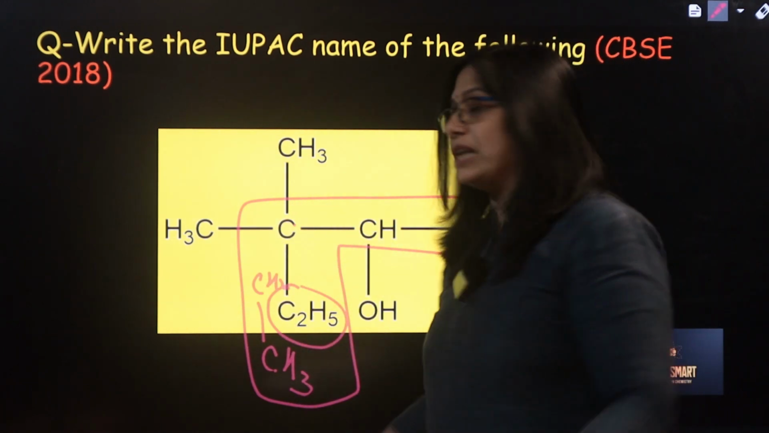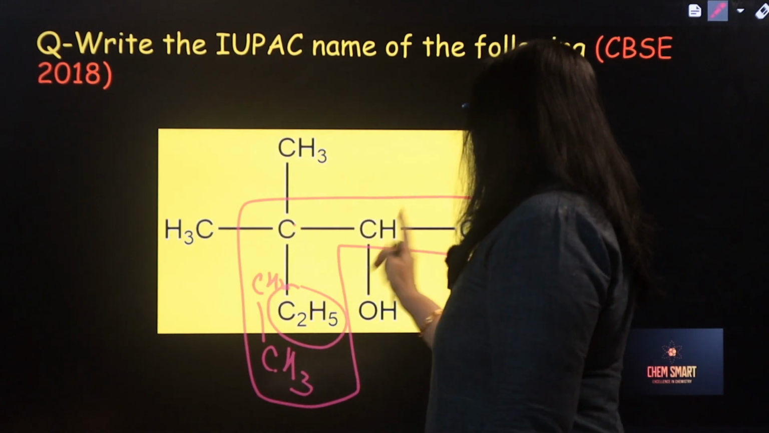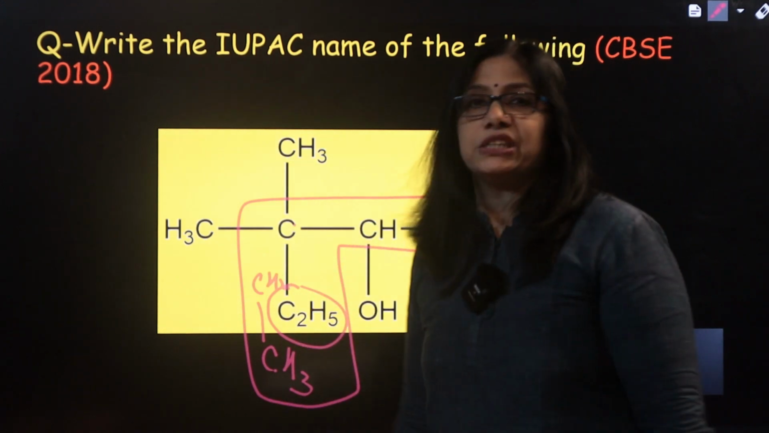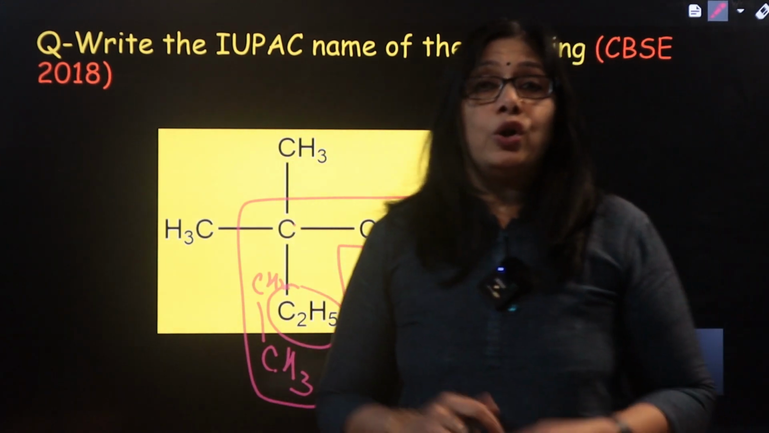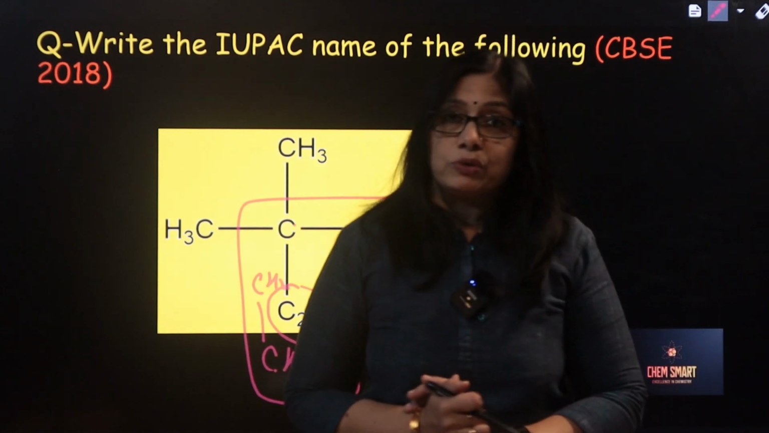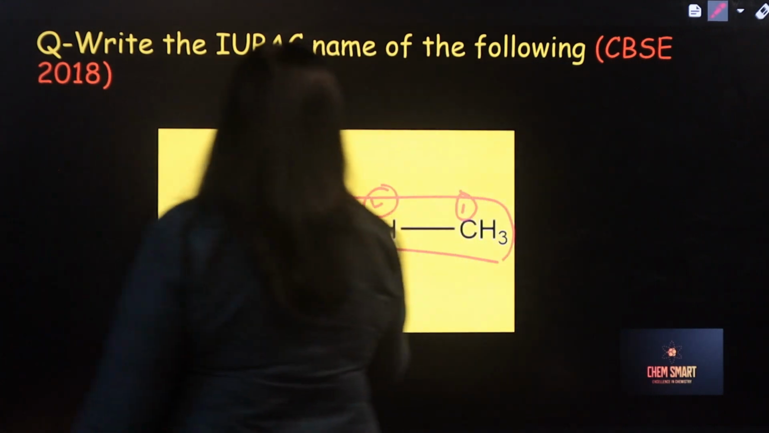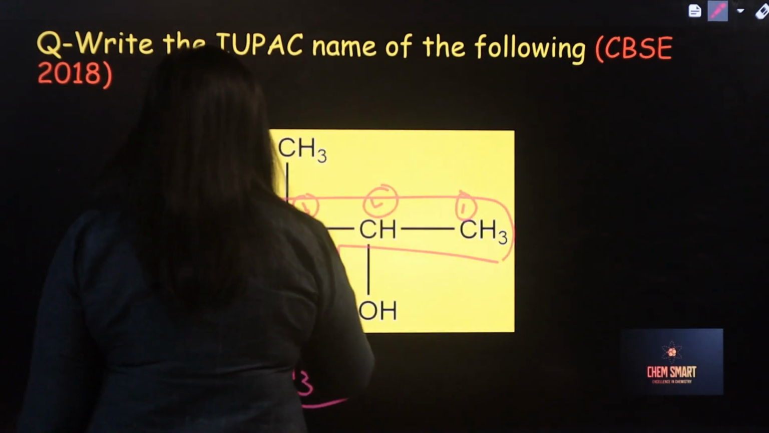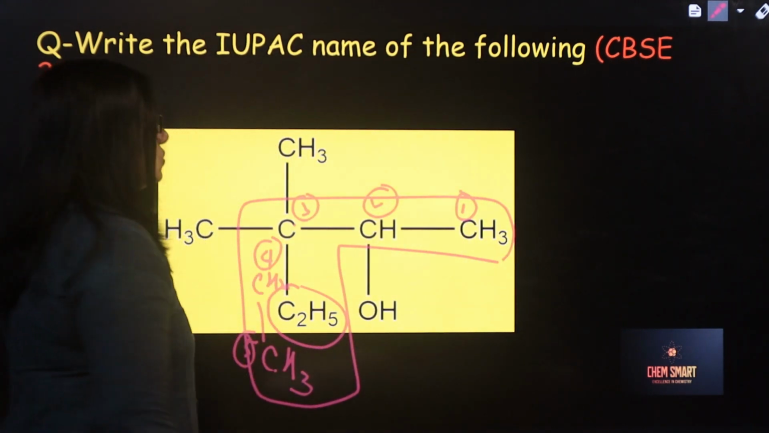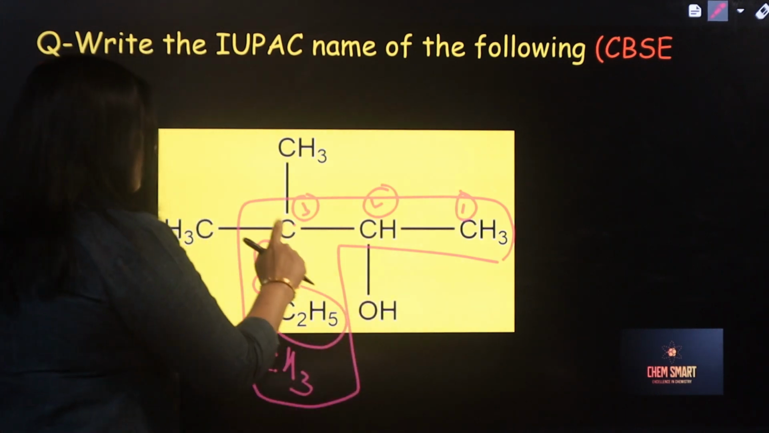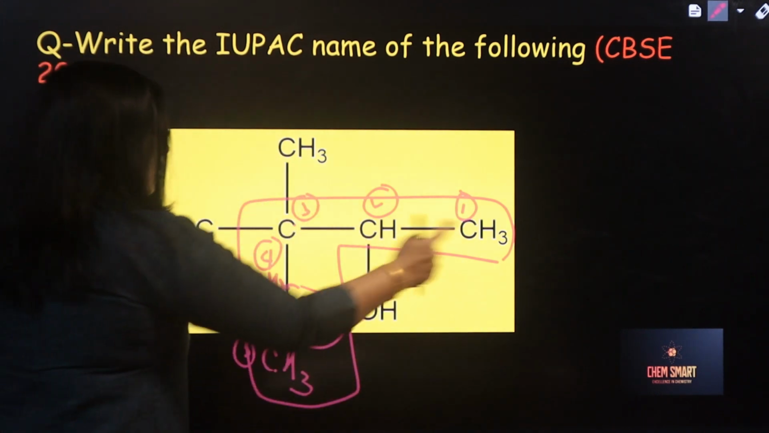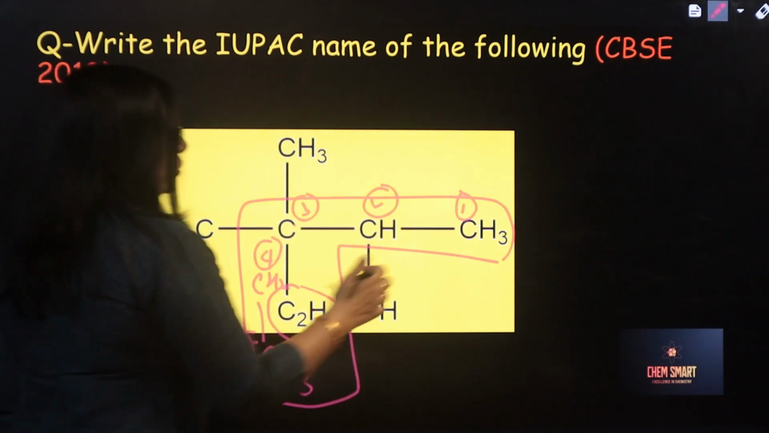Fourth carbon is holding OH. Going from right to left, 1, 2, 3, 4, 5. Second carbon is holding OH. You know, lowest locant position you have to see. So, the OH holding carbon should get the lower number. So, what is the name now? The name will be 3,3-dimethyl pentan-2-ol.